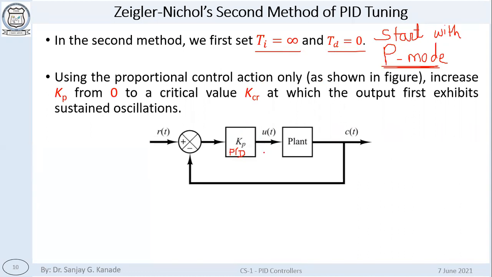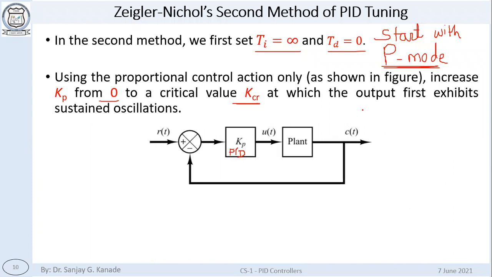Now using this proportional control action, Kp is increased from 0 to a critical value, denoted by Kcr, at which the output first exhibits sustained oscillations. Now, do you remember this term, sustained oscillations? Where did we talk about this term? Do you remember the root locus? Do you remember the Routh-Hurwitz criterion?